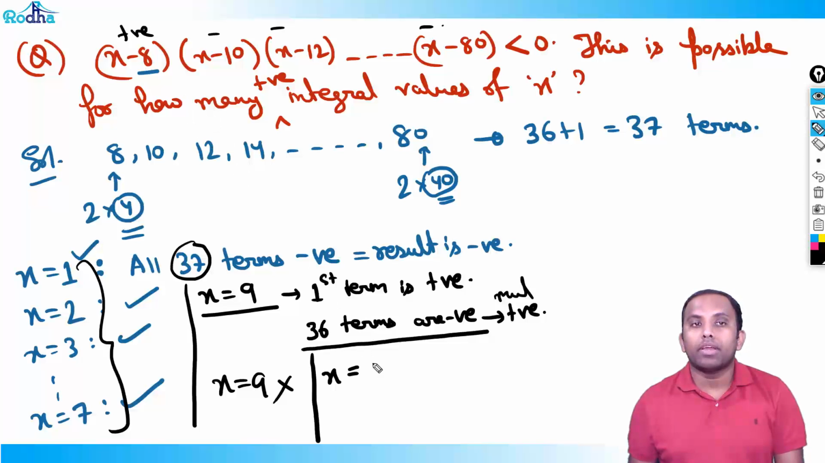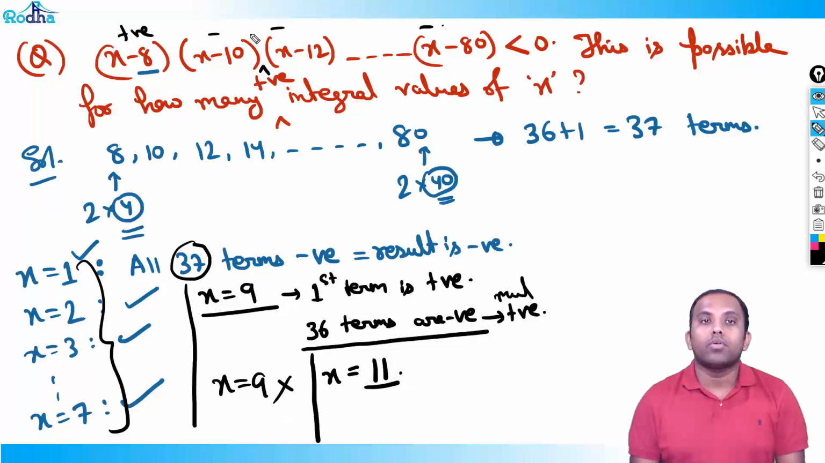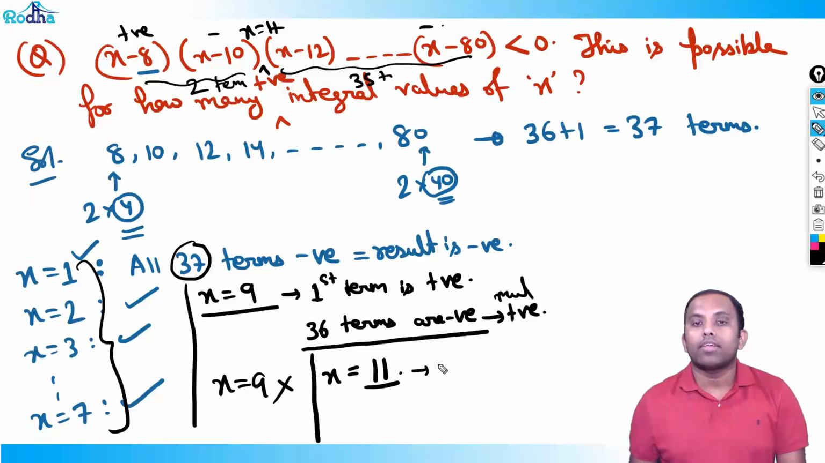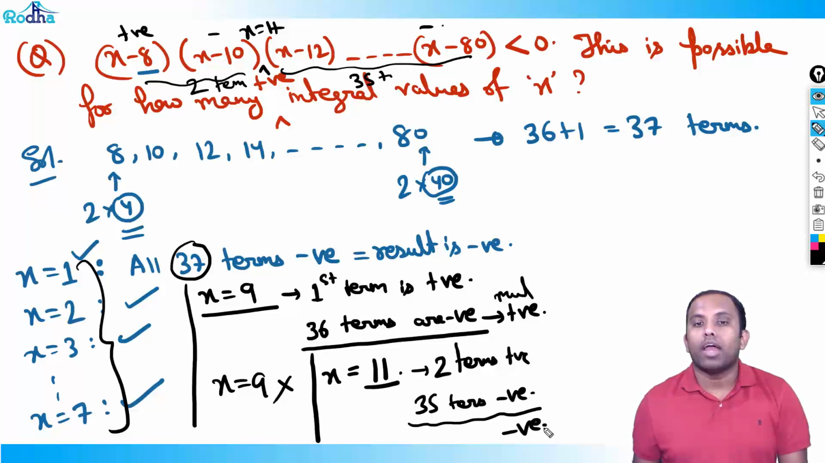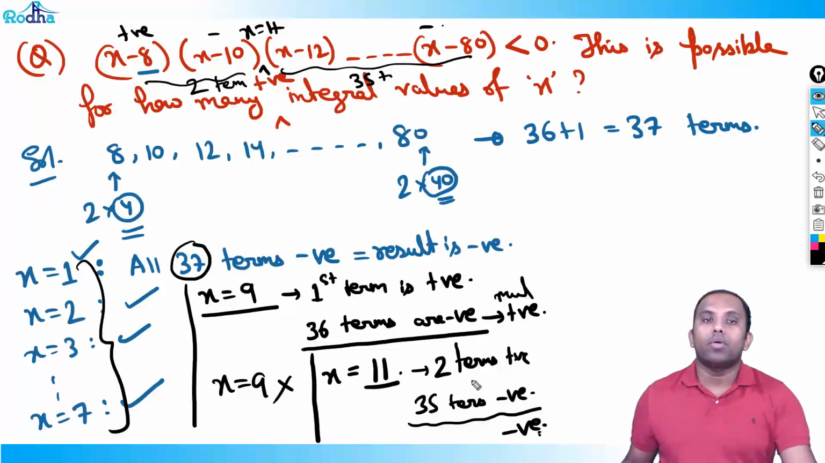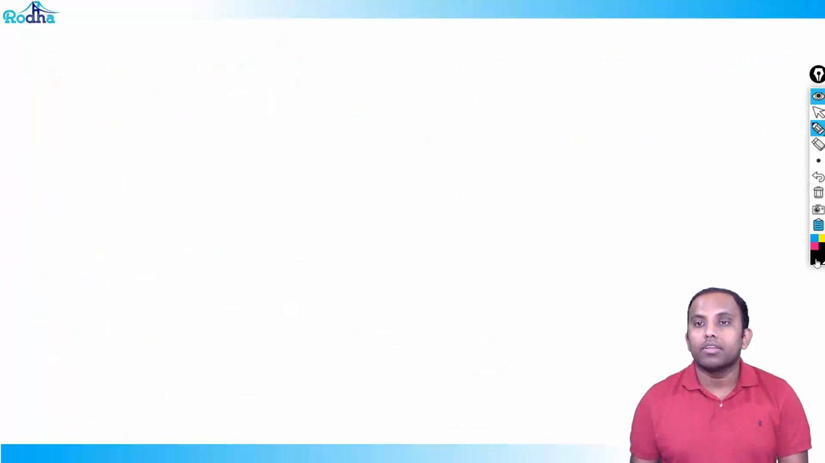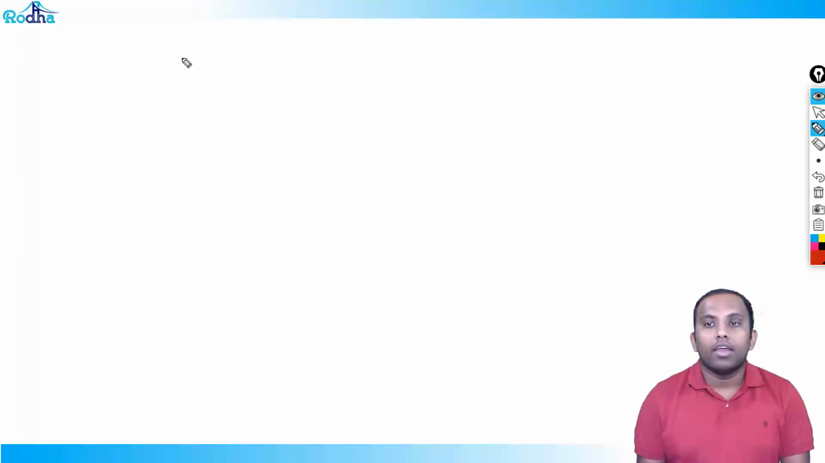If I pick x equal to 11, then 2 terms will be positive and the rest 35 terms will be negative. The multiplication of 35 negative terms gives negative only, and negative into positive is negative only, right? So by now the idea is clear.